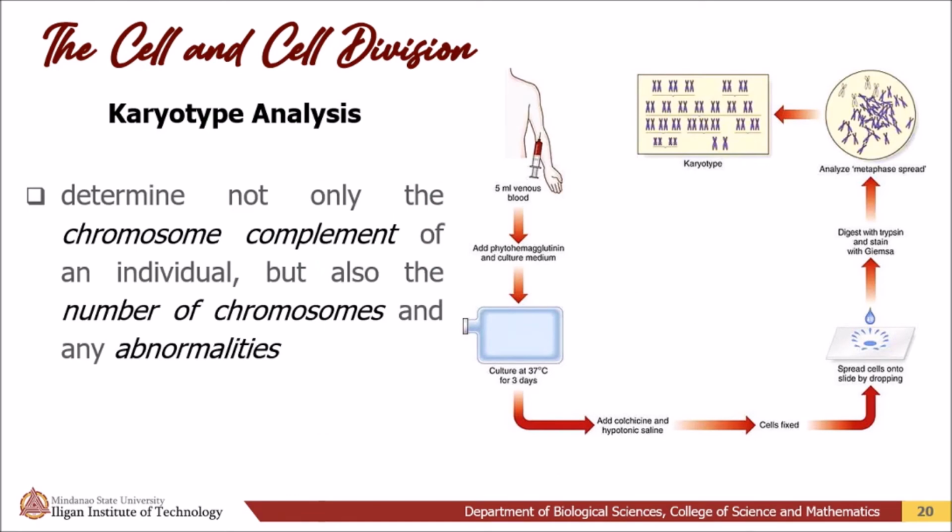Karyotyping is the process of pairing and ordering all the chromosomes of an organism, thus providing a genome-wide snapshot of an individual's chromosomes.